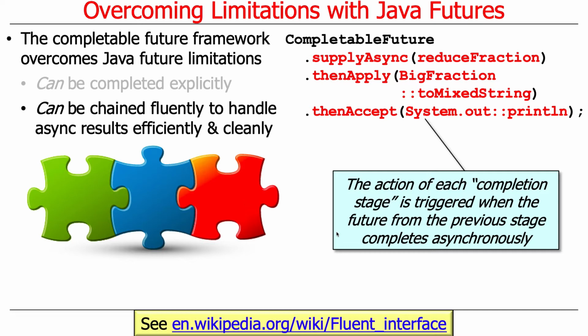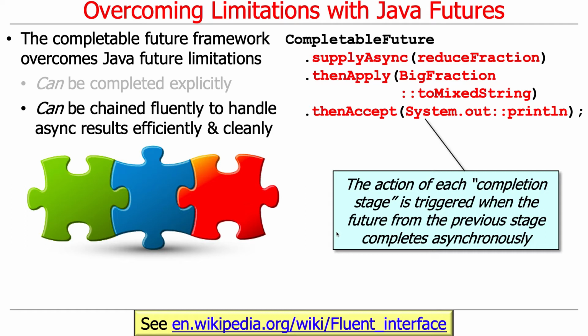So let's say we want to reduce a big fraction and print it out and so on. So we could asynchronously invoke a function that will reduce a big fraction. And when that's finished, then we can go ahead and convert that result to a mixed fraction as opposed to, I think it's called an improper fraction or something like that. And then when that's done, we can go ahead and print the result.